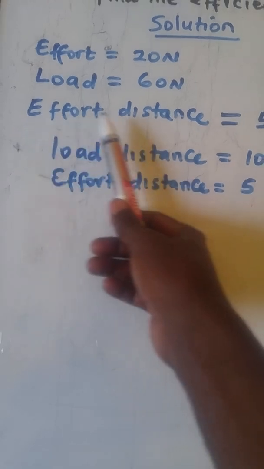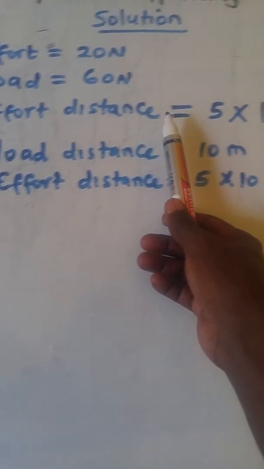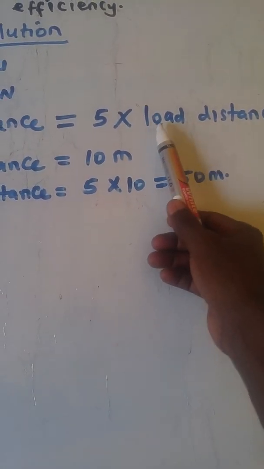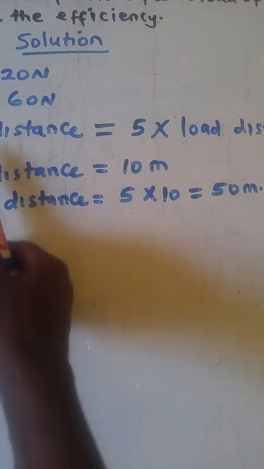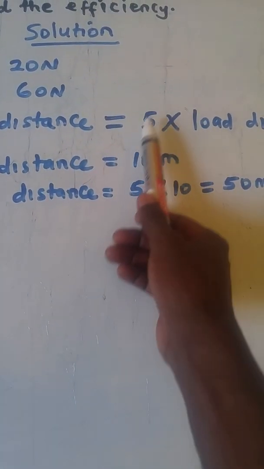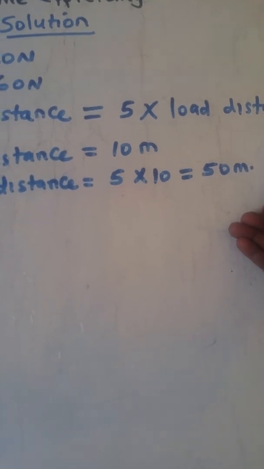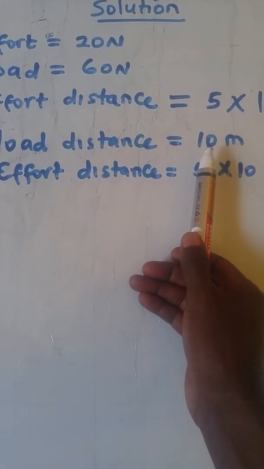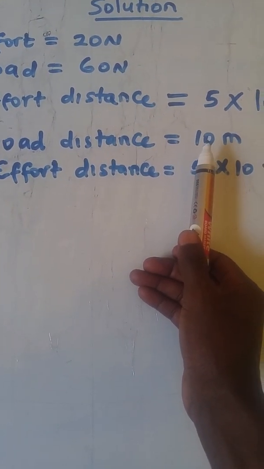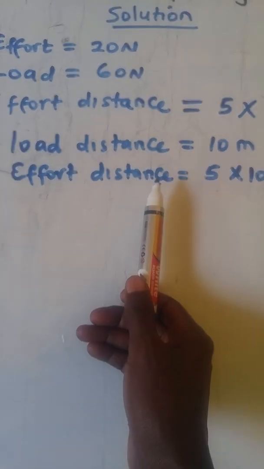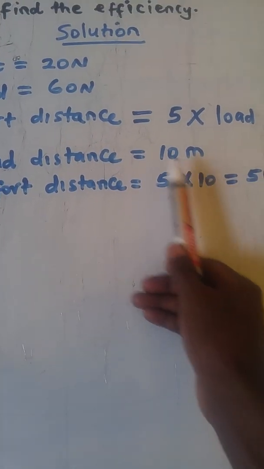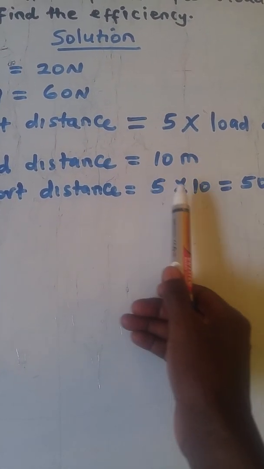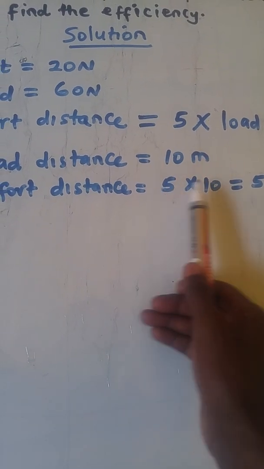So in this case, the distances are not given, but they want you to interpret, because the examiner says the distance moved by the effort is 5 times the distance moved by the load. If you want to know the effort distance, you multiply 5 by the distance moved by the load. So you can assume any distance. Supposing the load is 10 meters, the effort distance becomes 5 times 10. If this is 1 meter, this one is 5 times 1. If this is 5 meters, this will be 5 times 5. If it is 100 meters, this will be 5 times 100.